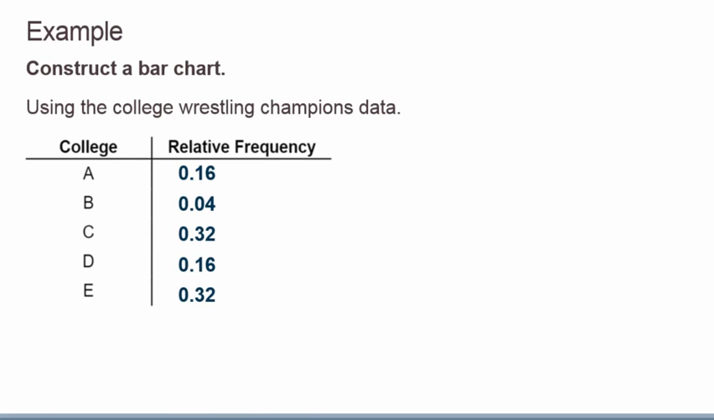In this example, construct a bar chart using the College Wrestling Champions data. Again, College A has a relative frequency of 0.16. College B has a relative frequency of 0.04. College C has a relative frequency of 0.32. College D has a relative frequency of 0.16. College E has a relative frequency of 0.32.